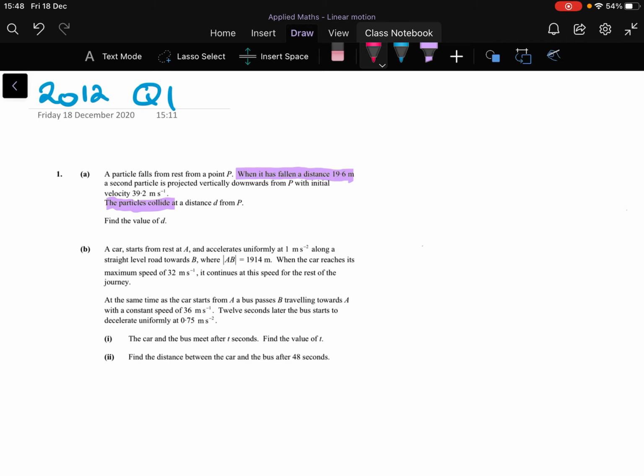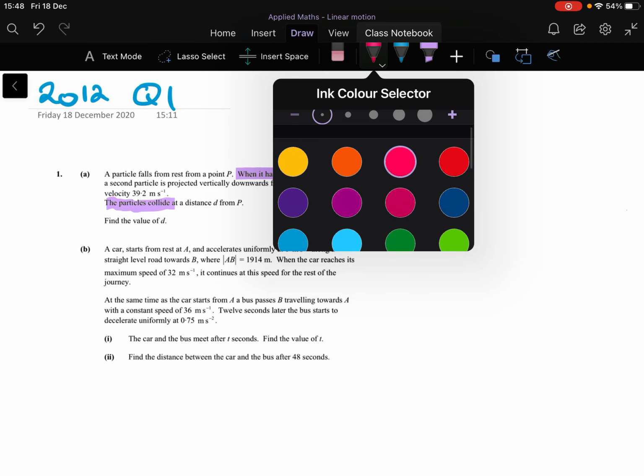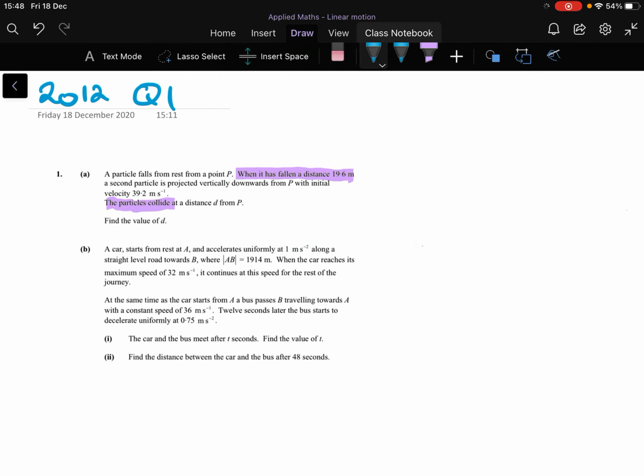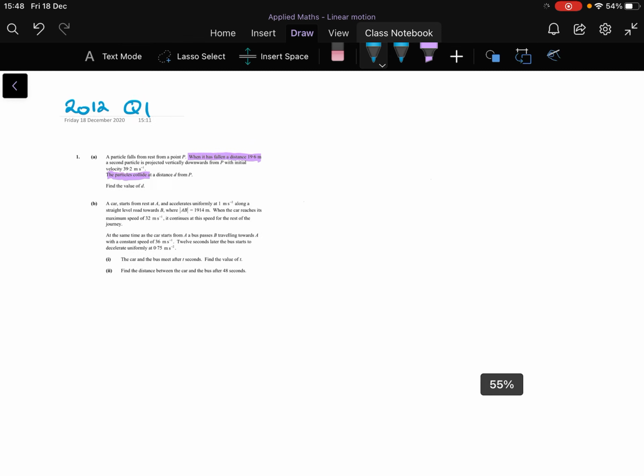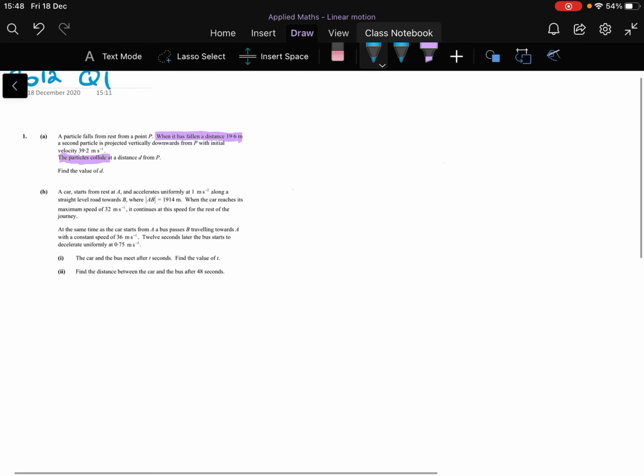So first thing I'm going to do is write down everything I know about these different particles. The first particle, if I call that particle 1, I know that it starts from rest. I know that I don't know what its final velocity is. I know that its acceleration is going to be 9.8 because it is dropping from a point. My distance, in my first section, is 19.6 and I don't have a time. So let's go find some information out about this one.